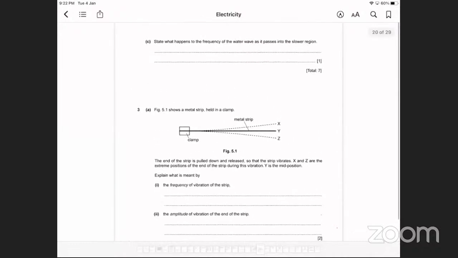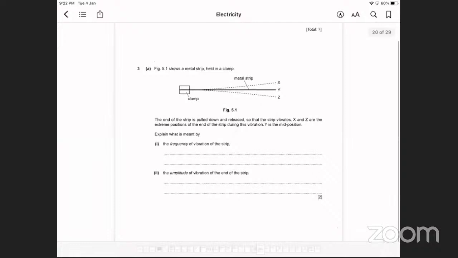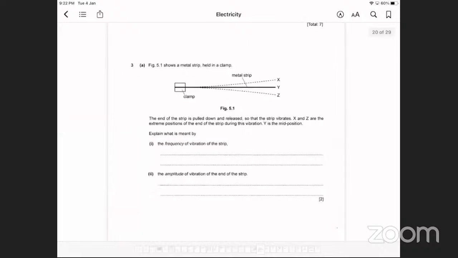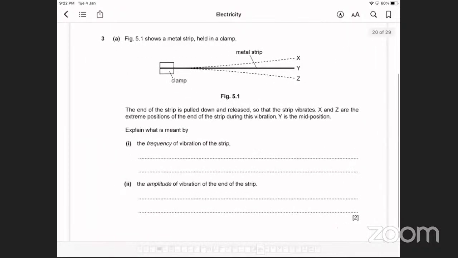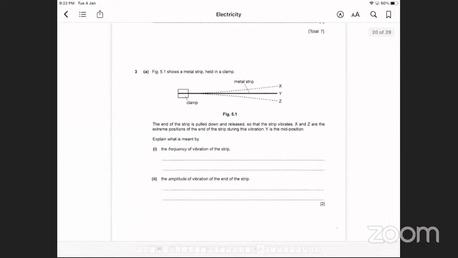Here it's asking, state what happens to the frequency of the water. We already looked at that. This one shows a metal strip held in a clamp. The end of the strip is pulled down and released so that the strip vibrates. X and Z are extreme positions of the end of the strip during this vibration. Y is the mid position. Explain what is meant by frequency of vibration of the strip. Right. So this one actually has to do with your definitions. So you should know your definitions, right? So I think this one we can also skip.